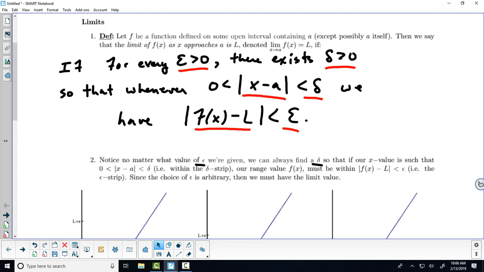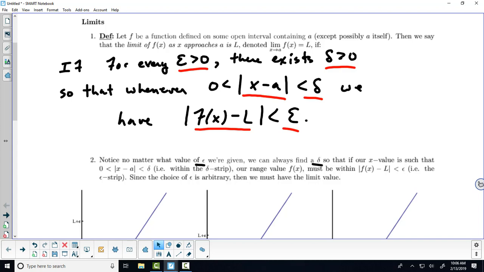You say, fine, I can get that close to it, provided my x gets this close to A. I said it once before, let me just remind you, think of these absolute values as distances. So if I want to make sure the distance between f of x and what I think the limit is is within epsilon, then I have to get within delta of A. As long as I get within delta of A, then my f of x values will be within epsilon of L.